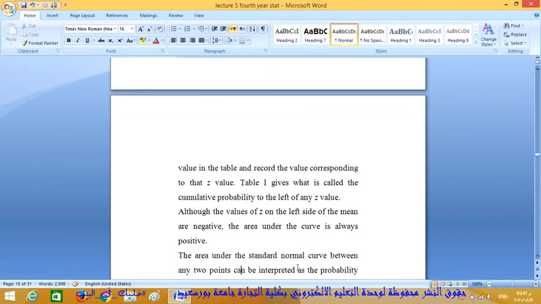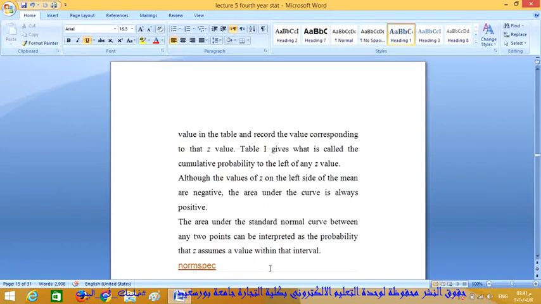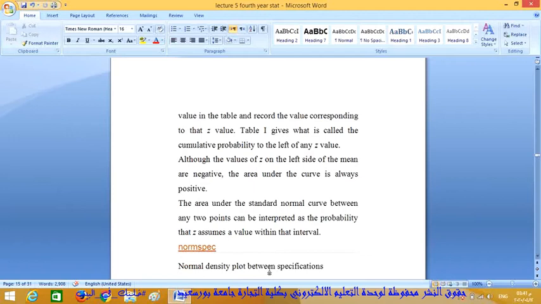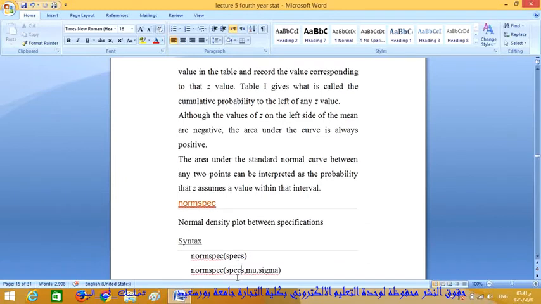The area under the standard normal curve between any two points can be interpreted as the probability that z assumes a value within that interval. The function normspec means normal density plot between specifications. Syntax: normspec, spaces means limits, minimum and maximum, or two points. Normspec mu and sigma.